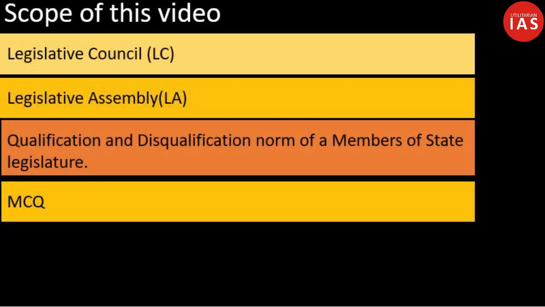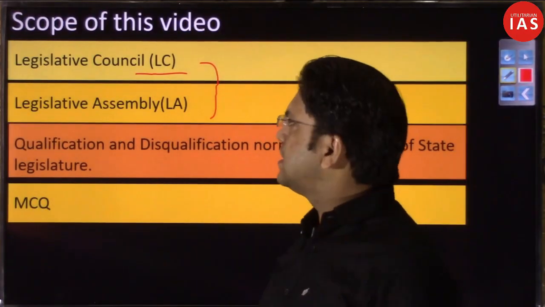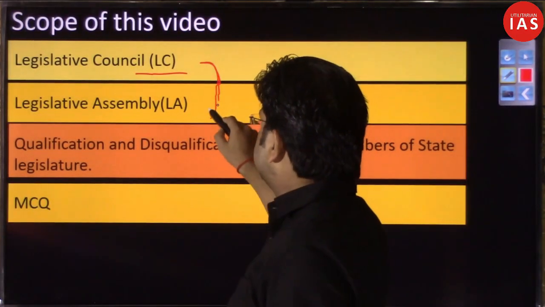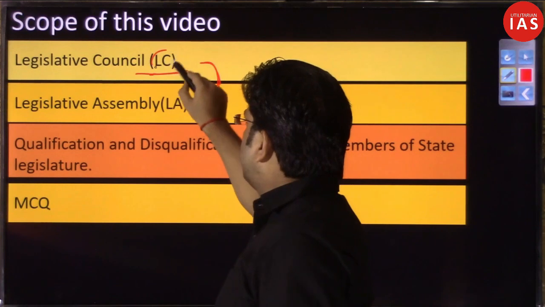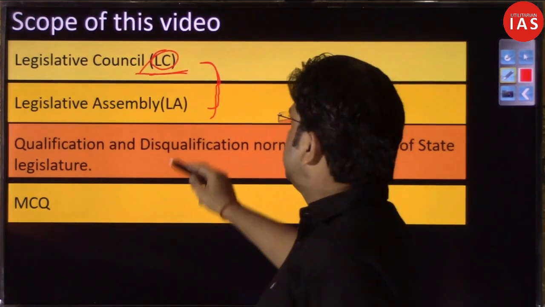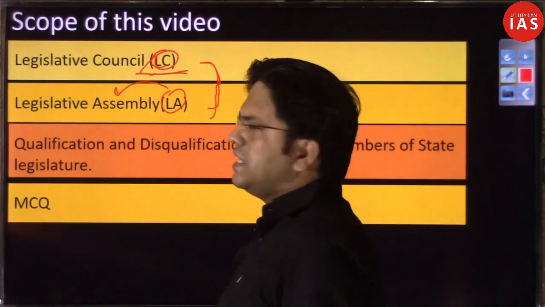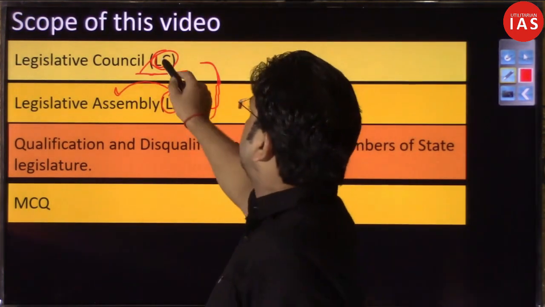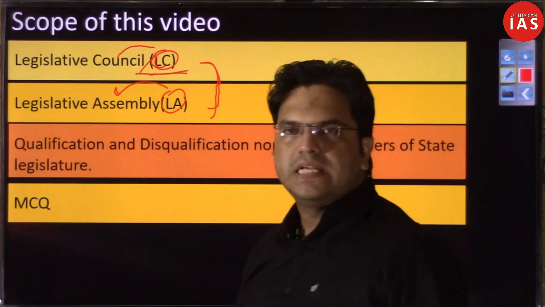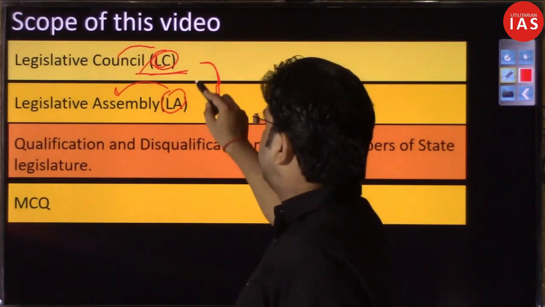Let us discuss what is going to be the scope of this particular video. In this video we will discuss both the houses at the state level, that is the legislative council, LC, we will pronounce it. So wherever in coming videos you see these two letters, LC and LA, LA would be referring to legislative assembly, the short format, and LC would be referring to legislative council. I hope you would have understood.